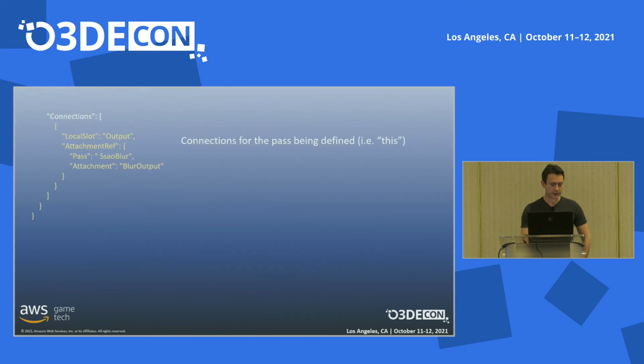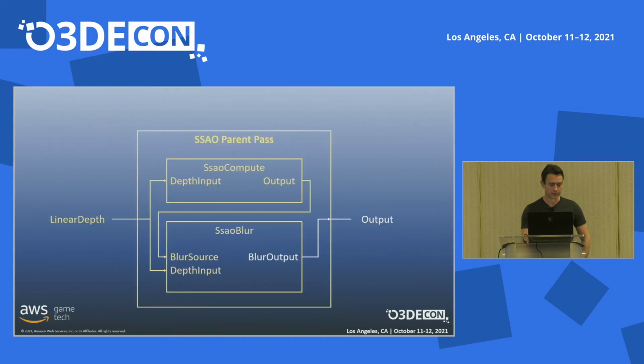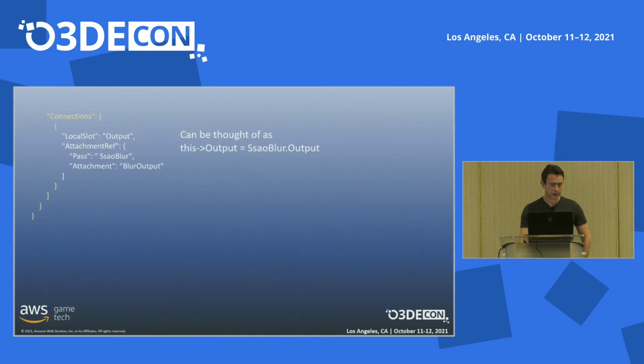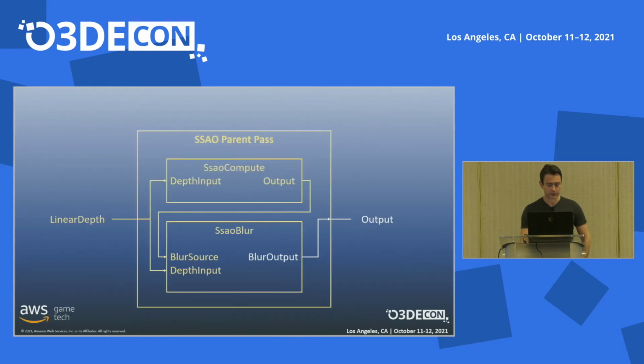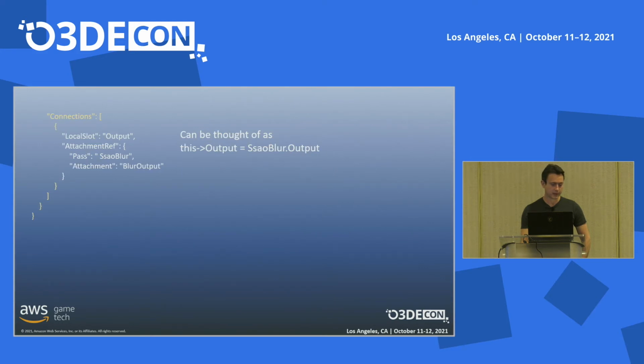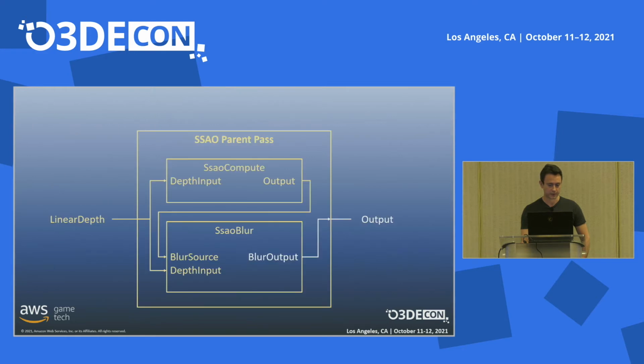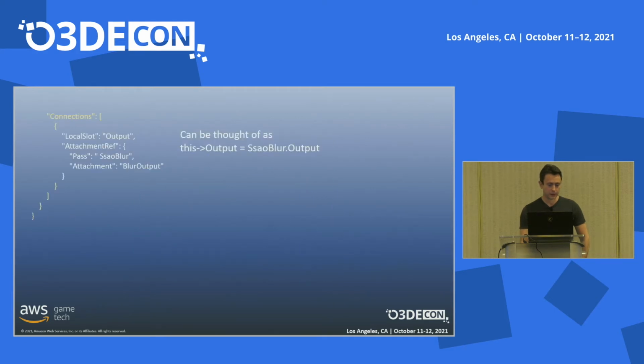And finally, the connections for the pass we're actually defining, which is the parent pass. We want to specify our output, which is connected to the SSO blur.output. So again, the local slot we're using is output. We're connecting it to SSO blur and the blur output on the SSO blur pass. So you see blur output from SSO blur is going out to the SSO parent output. It can be thought of as this output is SSO blur output.